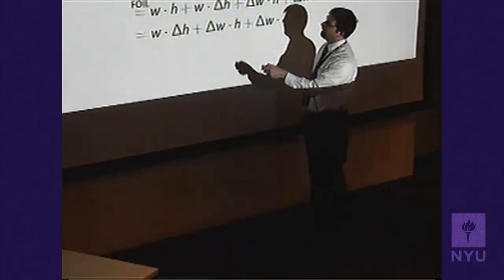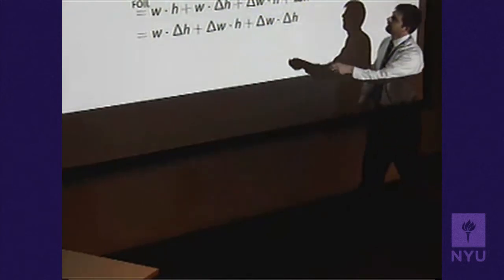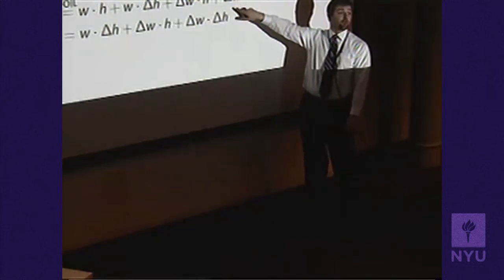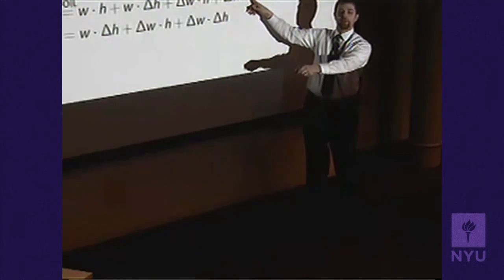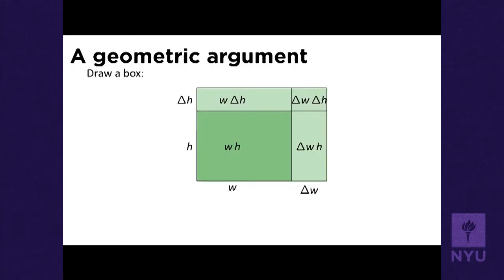Well, this is W times H, W times delta H, delta W times H, and then delta W times delta H. So this was the only term we were looking at before, your raise times your change in hours. But there's lots more going on when you change both factors in a product. Subtracting off the original product, what we get is a difference of W times delta H plus delta W times H plus delta W times delta H. Make sense? Okay. Now what does this have to do with derivatives? I thought we were doing calculus.